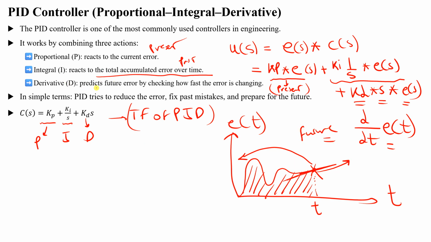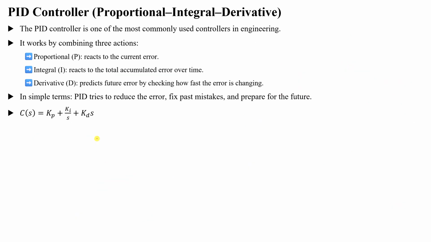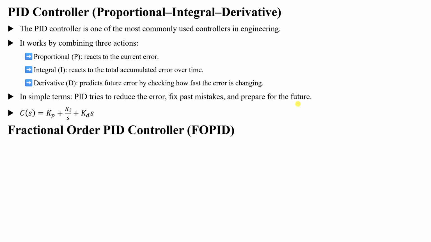That's why this one is related to the future, because the derivative or a change of error is like this. So the error at n is like this. So by taking the derivative at this time, I say, hey, due to this derivative, I predict that the signal is going up or the error is going up. That's why this one acts for the future. It prepares for the future. That's why in the end, we reduce the error with the current value, past mistakes, which is the integrator, and prepare for the future with the derivative. Now, what about the fractional order PID?